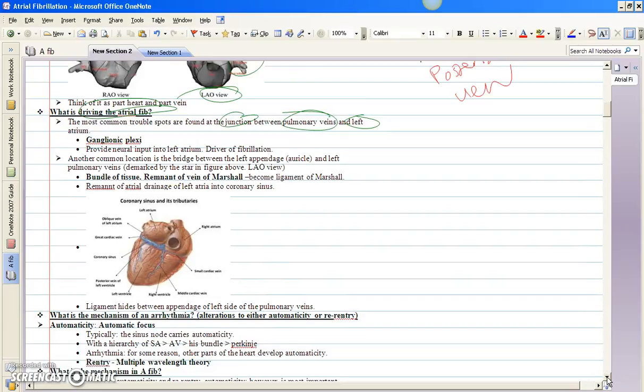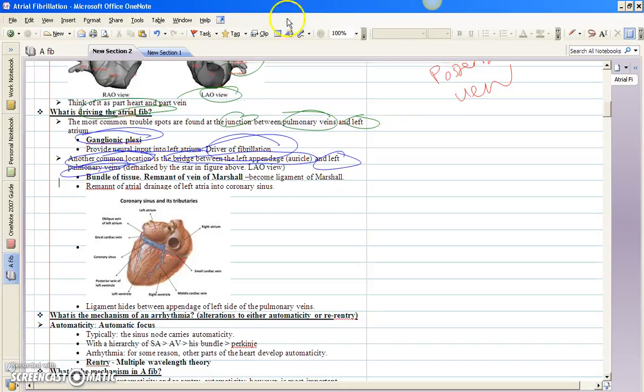So, very briefly we talked about the junction of the pulmonary veins and the left atrium. What actually is a ganglionic plexus or ganglionic plexi? Well, it's where we get neural input into the left atrium, right? So it's the autonomic nervous system working on the heart. We can also think of it as a driver of fibrillation because it's the most common site. As we briefly mentioned just before, another very common site is at the bridge between the left appendage, also known as the auricle, and the left pulmonary veins.